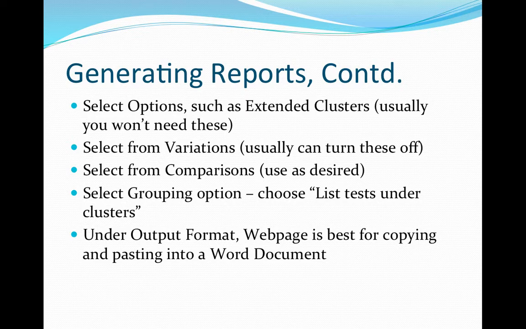Continue with select options such as the extended clusters. Usually you won't need these. Select from variations. Usually you can turn these off as well. Select from comparisons. Use these as you desire. Select grouping option. This one's important. Choose list tests under clusters. This will group your subtests with the clusters they're in and is much easier to follow on your score printout. That's new for this Woodcock-Johnson 4.